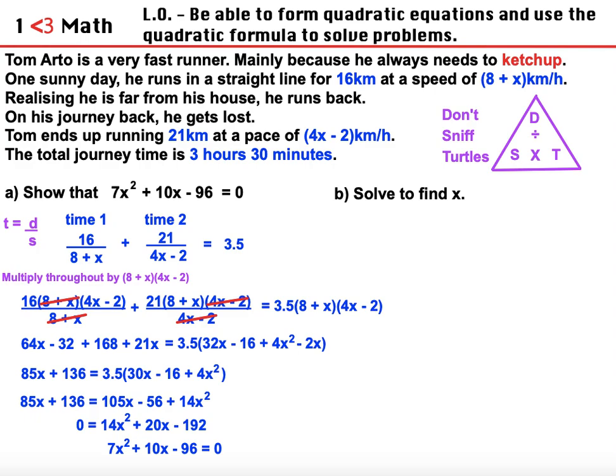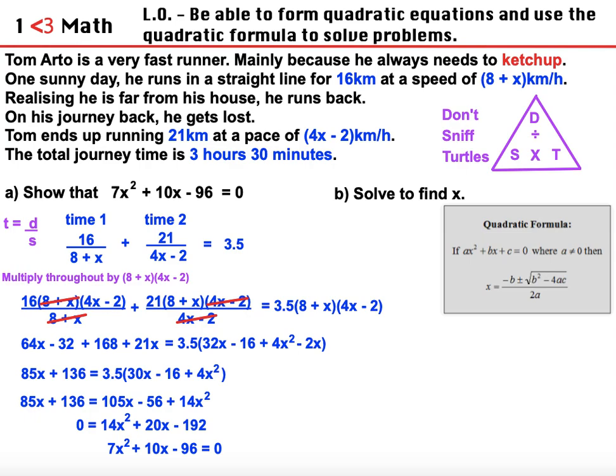So then, part B, we need to solve to find x. Now when we have a quadratic, we can go in one of two directions. The first one would be to factorize. The second one would be to use the quadratic formula. Now here, because it's clearly difficult numbers, we're going to use the quadratic formula, which is on your exam paper.